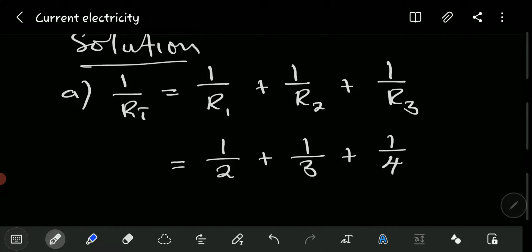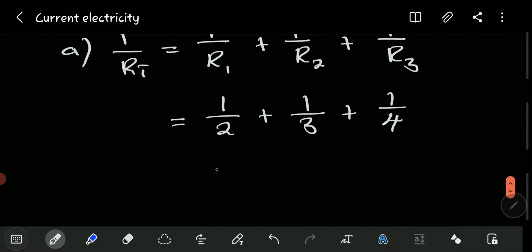Since these are fractions, we look for the lowest common denominator. The lowest common denominator of 2, 3, and 4 is 12. So 2 into 12 is 6, 6 times 1 is 6, plus 3 into 12 is 4.